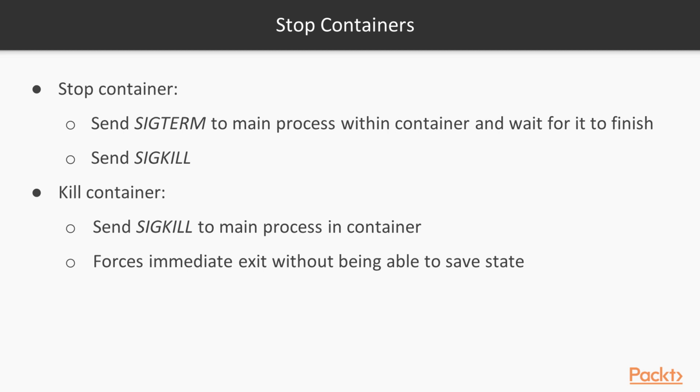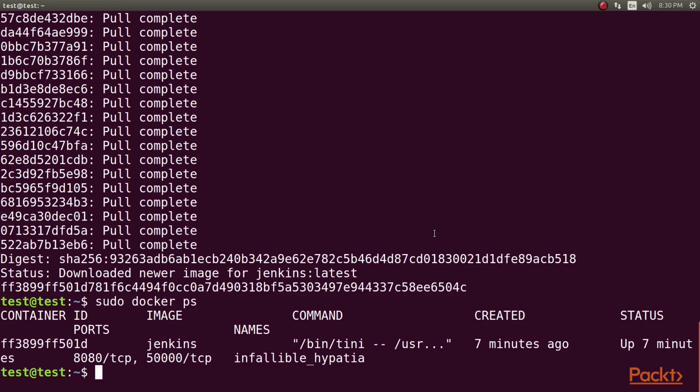We have two options here. The first option is stop the container. With the stop option, we send SIGTERM to the main process within the container and wait for it to finish. Then we send SIGKILL. The second option is kill the container. With the kill option, we send SIGKILL to the main process in the container, which forces an immediate exit without being able to save the state. In this case, which one you choose is irrelevant, but please be careful.